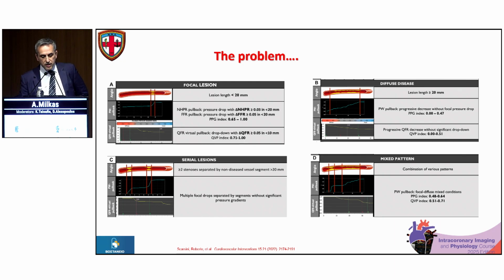And after that, physiology. We can use different parameters, non-hyperemic values, the FFR values, or angiography-derived values. And you can see the numbers that define where our patient really belongs. And now, in our case, that we're talking about the diffuse disease patients, then we have a lesion length of more than 20 millimeters. We have an FFR pullback progressive decrease without focal pressure drop, and a PPG index that was very well talked before, a PPG index of 0 to 0.45.